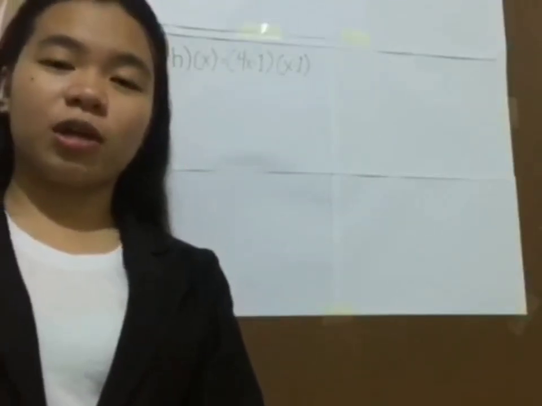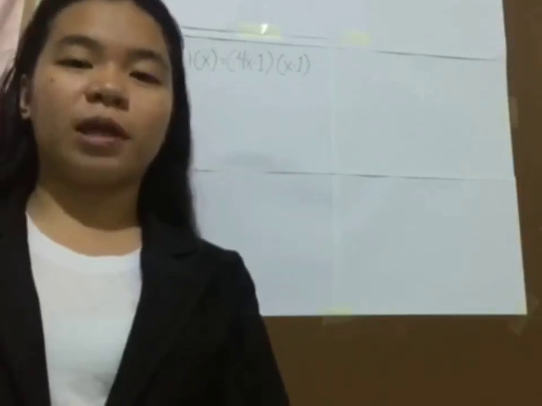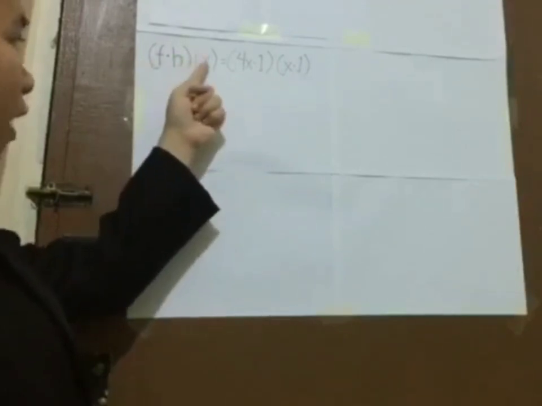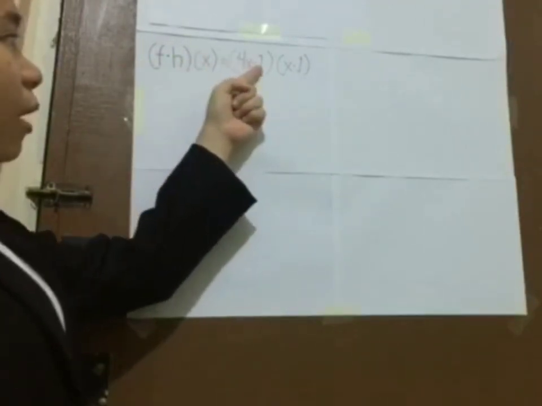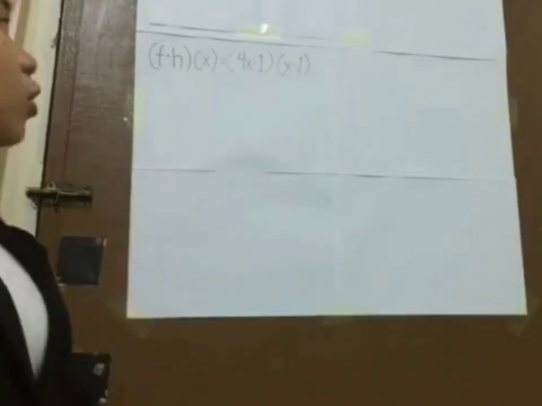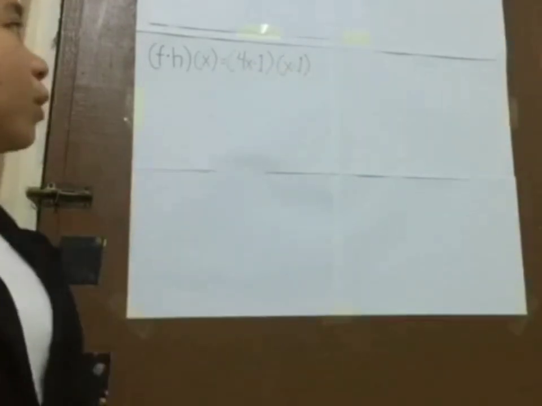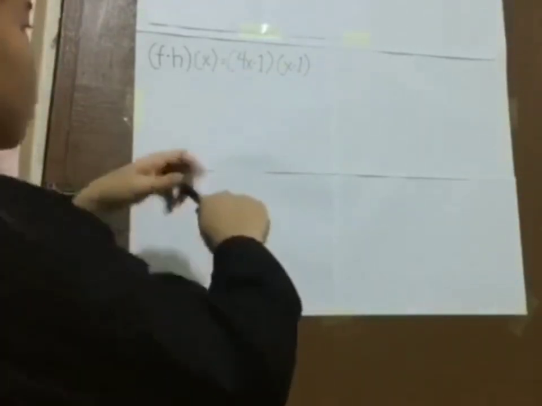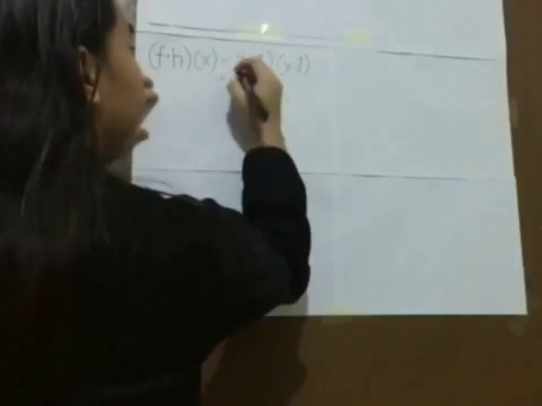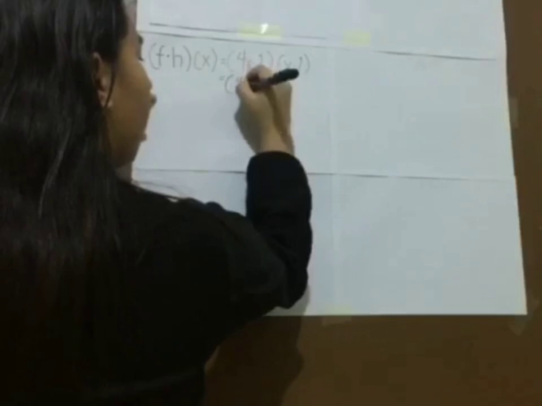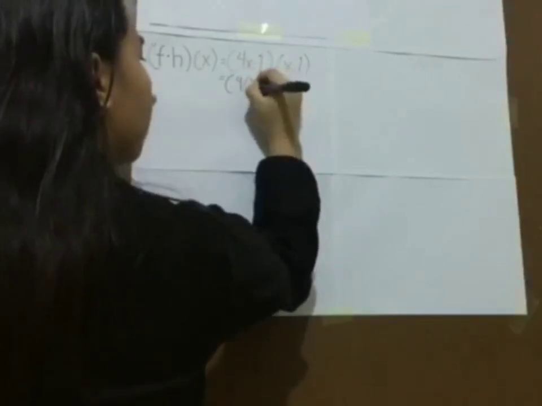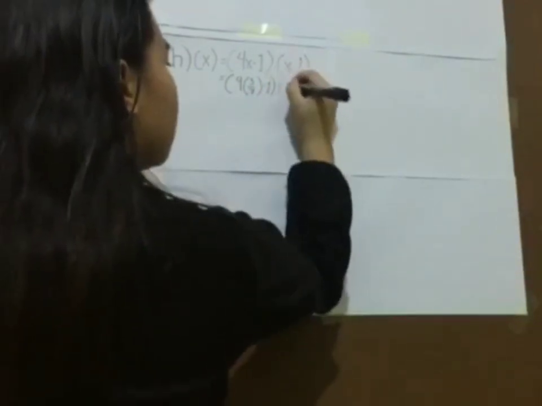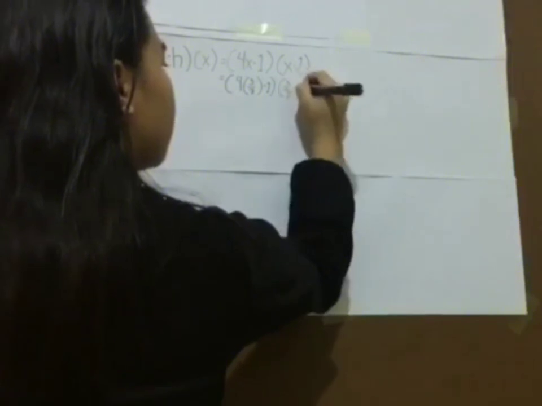So this is an operation on functions, and we're going to use multiplication. The value of f of x and h of x is equal to 4x minus 1 and x minus 1. So in the next step, we're going to change the x into 3 over 7. So we're going to have 4 over 7 plus 1 and 3 over 7.